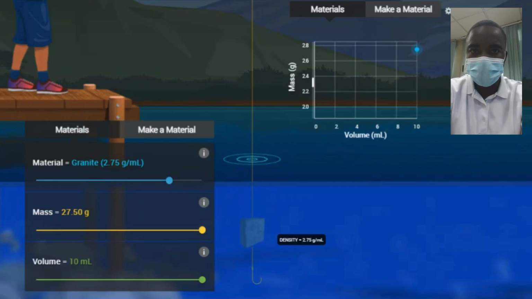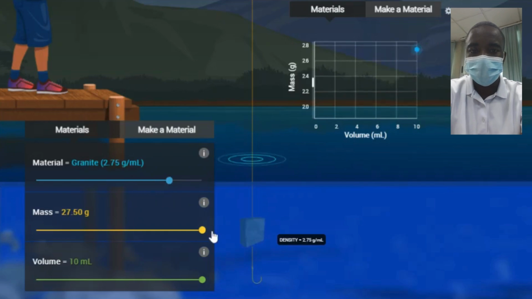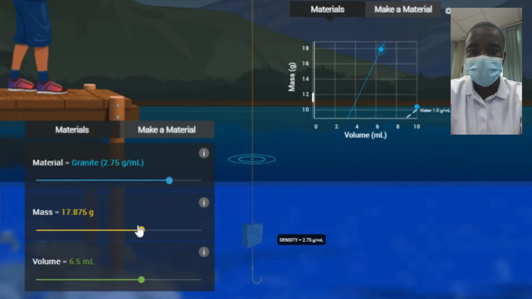Additionally, the simulation can include intermediate density materials like ice and egg, which may float or sink depending on their mass and volume, providing a nuanced understanding of density. One of the key features of the simulation is its ability to demonstrate real-world applications of density. For instance, students can explore why ships made of steel, a high-density material, float, because their overall density is reduced by their large volume and hollow structure.